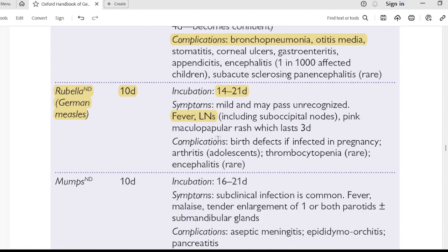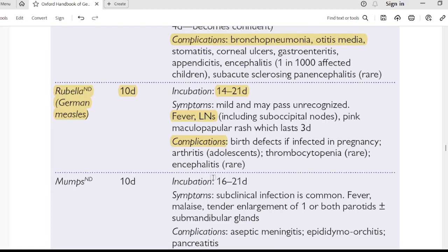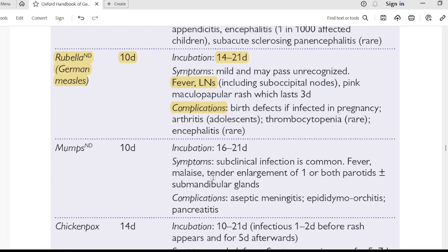Maculopapular rash which lasts 3 days. Complications: birth defects if infected in pregnancy, arthritis in adolescence, thrombocytopenia is rare and encephalitis is rare.